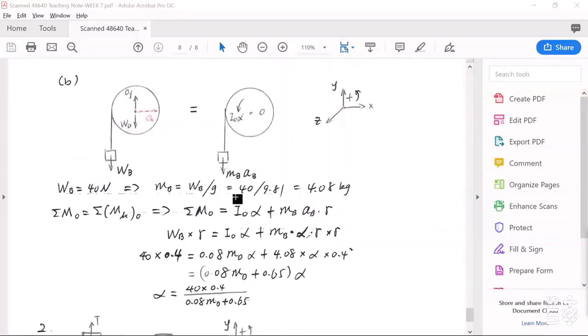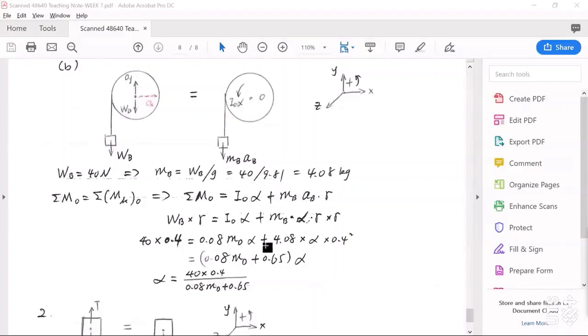For case B, I have two rigid bodies. So as similar as what I have done in example 2, I can calculate the angular acceleration of this drum, and this time the expression is like this.